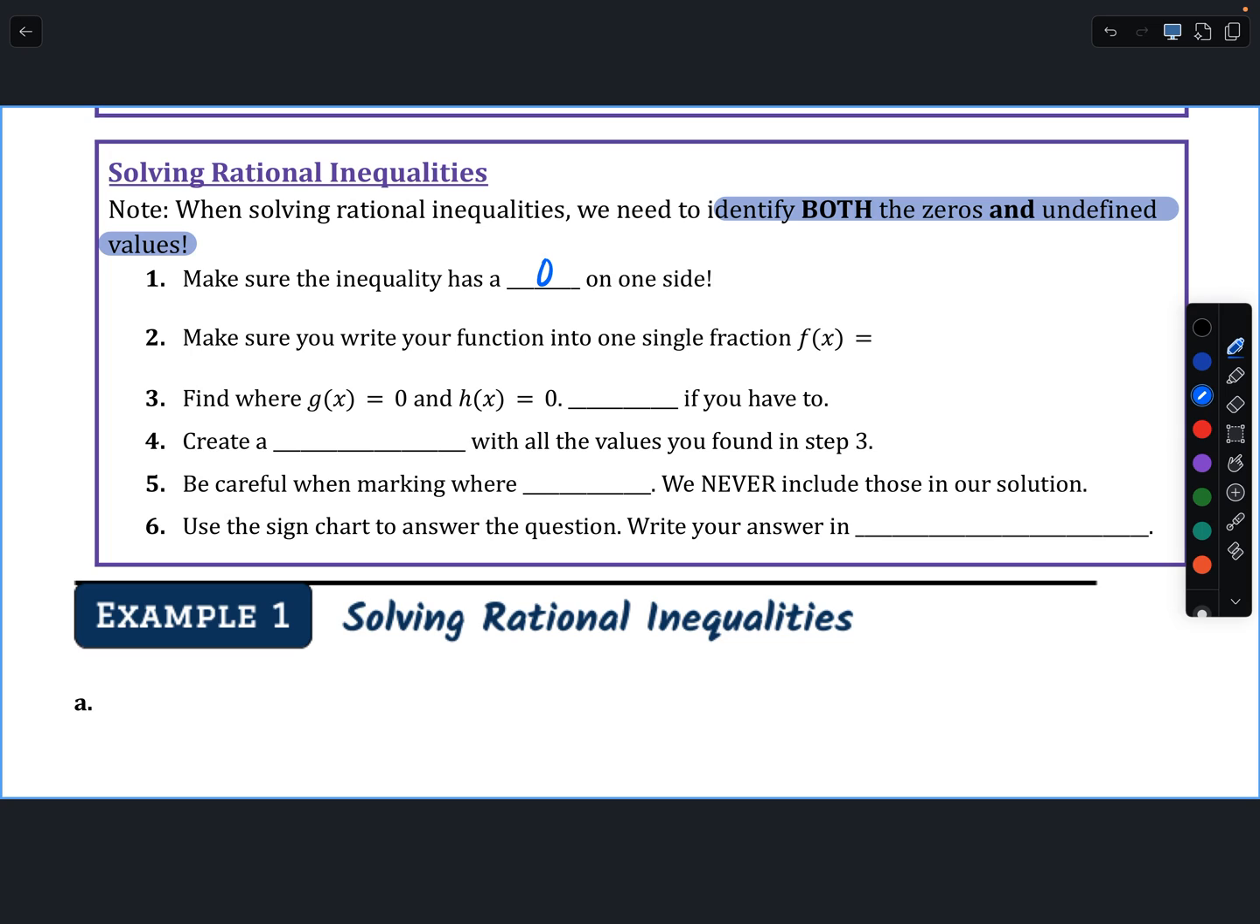Make sure that you write your function into one single fraction. So f of x is equal to g of x divided by h of x. You want to find where g of x equals 0 and when h of x equals 0. So if you have to, you need to factor. Create a sign chart with all the values you found in step 3.